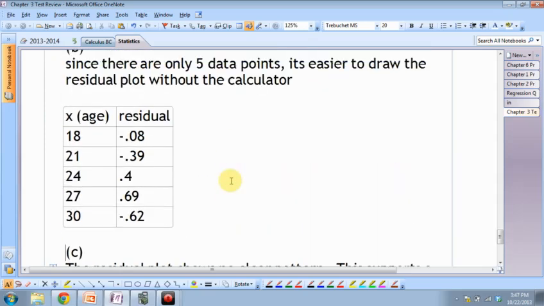Should my residuals change automatically when I put something into list 1 or list 2? No. The residuals change when you do an LSRL. In the calculator, the residuals change when you say lin reg L1, L2, Y1. When you use the lin reg function, that's when the residuals will change.